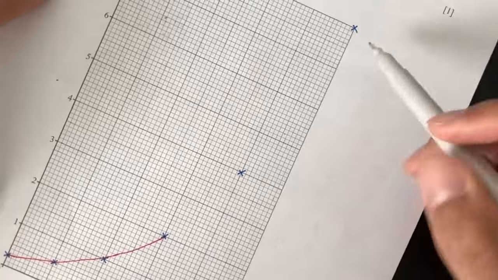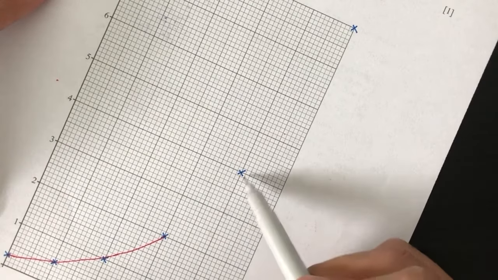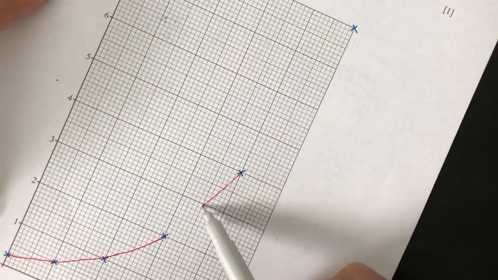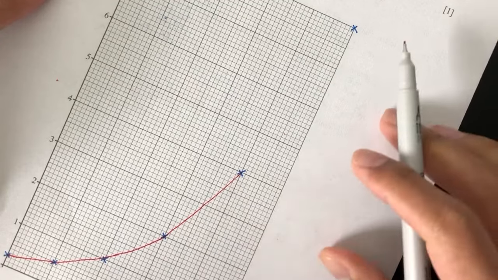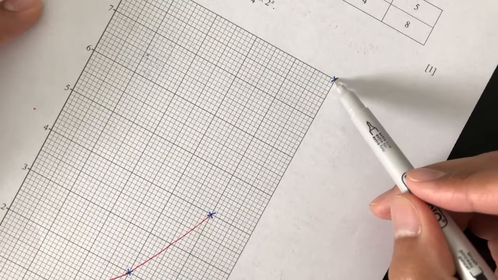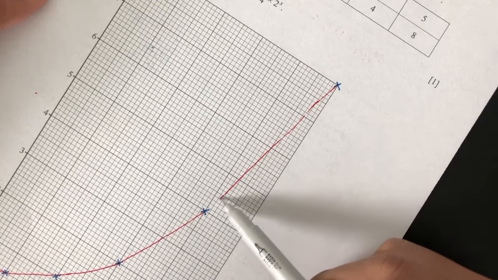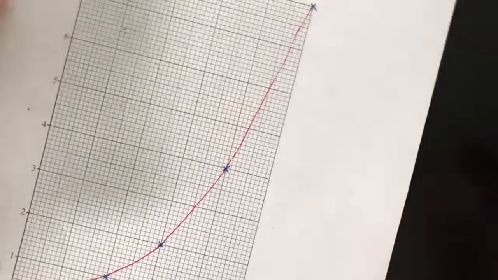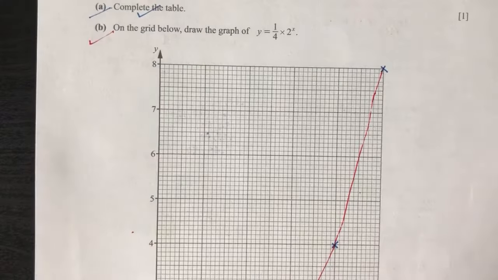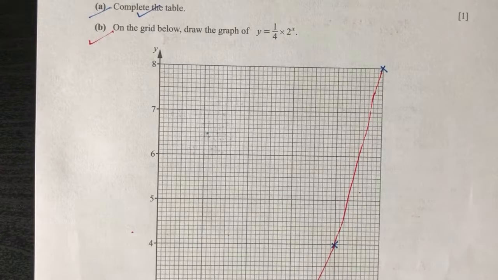And then for this one, it will be about like this. This one. Okay, about like this, almost like this. Okay, that will be part B done. Now moving on to part C.